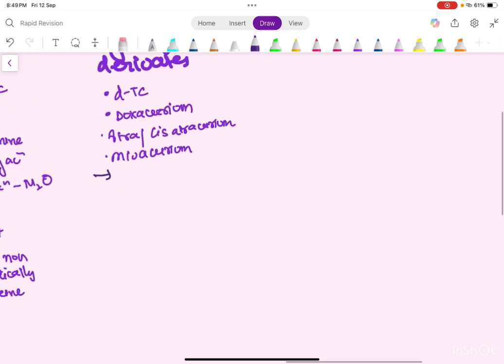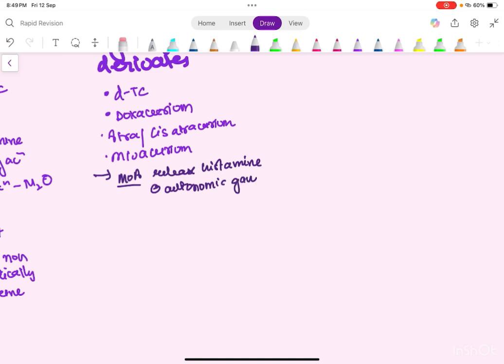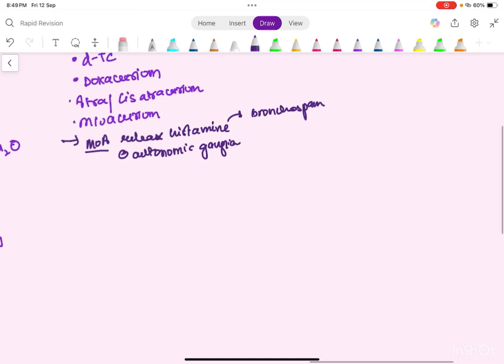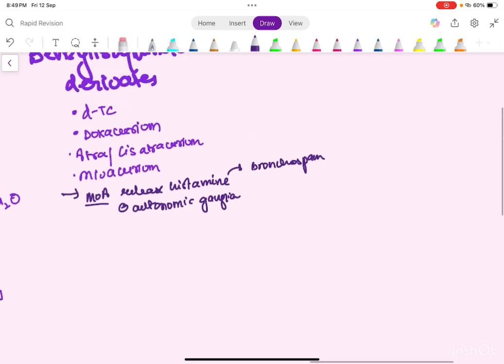Now in all this, you need to know the mechanism of action. So first of all, they release histamine, they block the autonomic ganglia, and they also cause bronchospasm through this action of releasing histamine. Then in this, the thing that you should know is that doxacurium is the longest acting. And very important, like the most repeated question, this atracurium undergoes Hofmann elimination.